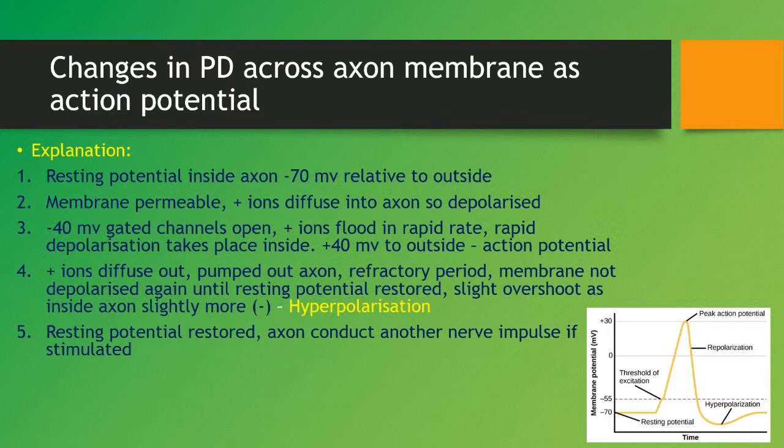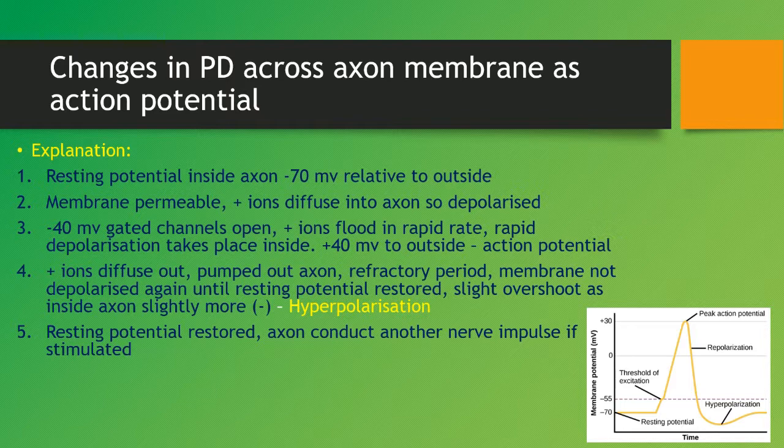So, the changes in potential difference across the axon membrane during an action potential. The resting potential starts off inside the axon at negative 70 millivolts relative to the outside. It's still positive, but it's just 70 less than the outside. The membrane will become permeable and positive ions will diffuse into the axon, making it depolarized. It will then be negative 40 millivolts as gated ion channels open and positive ions flood in at a rapid rate. Basically, once the gated channels open, the inside is 40 millivolts less than the outside. And then whenever these ions come in, rapid depolarization takes place, meaning the inside is positive 40 millivolts to the outside, meaning it's 40 more. And this is the action potential occurring.